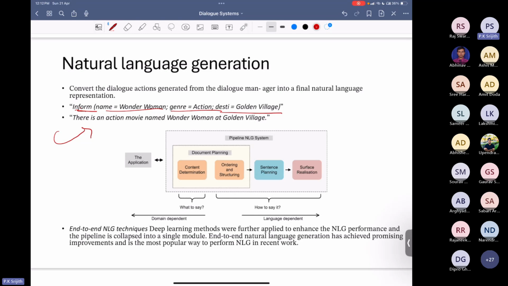So, earlier approaches to natural language generation followed specific pipeline-based approaches where they determine what to say, which is very domain dependent, and then based upon that, decide how to generate a sentence, doing some sentence planning, etc. But these days, people just use an end-to-end deep learning algorithm to generate the natural language output based upon whatever information the PL module provides.